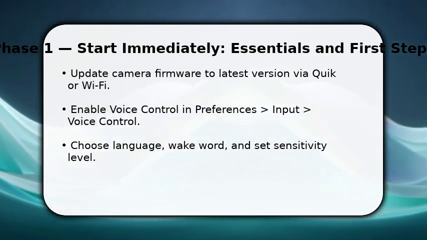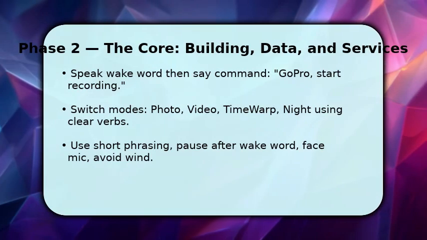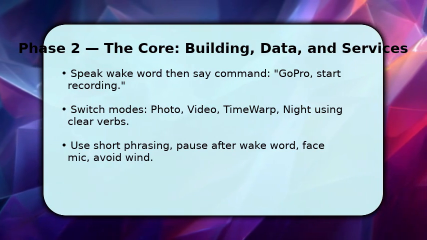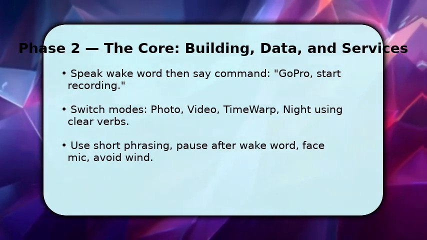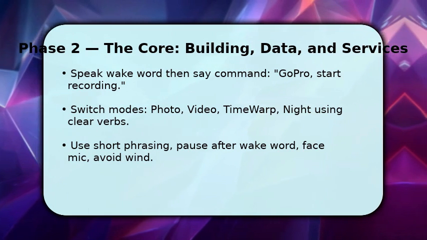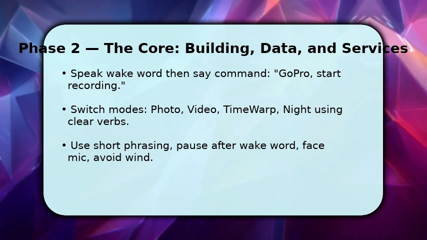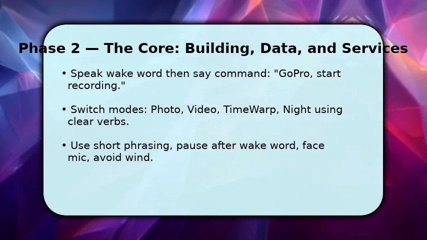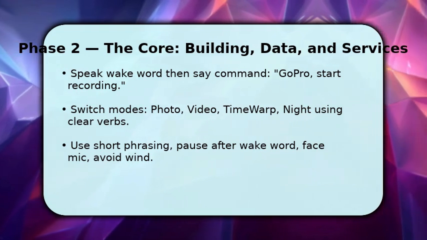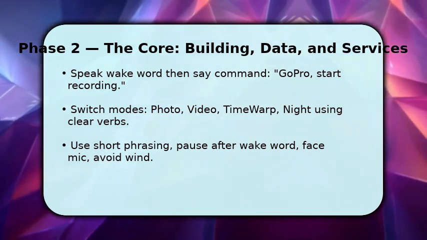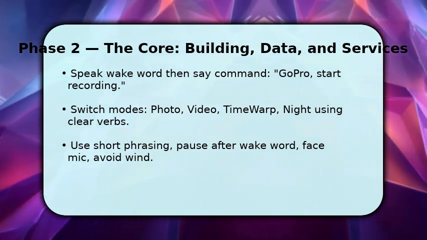You now practice real commands so the system learns your cadence. Say the wake word, pause a half second, then give the action, for example, GoPro start recording. Use simple verbs to change modes, photo, time warp, or night, because the model maps short phrases to mode ID. Make sure you face the camera microphone and reduce wind noise, otherwise commands fail. If you need precision, use compound commands like GoPro, set exposure to -1 to control settings. Repeat until responsiveness is consistent.